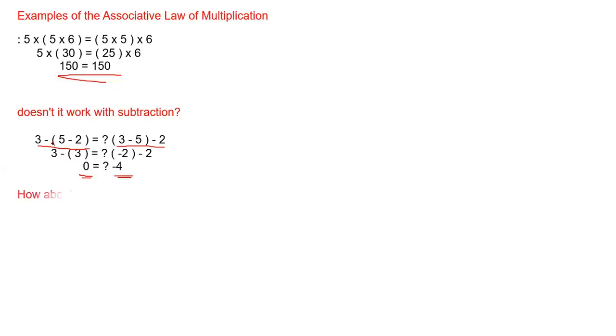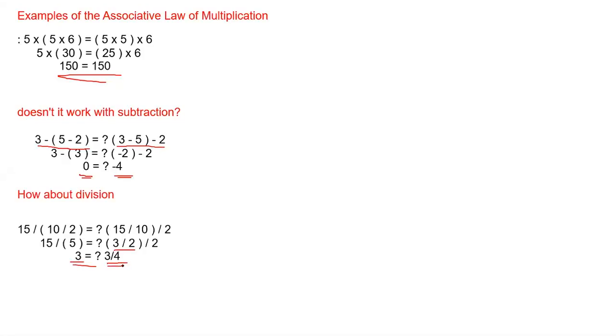So let us now try to look at other things again. Now, how about division? Does division obey the associative law? Let us try to check. So you can start with what is in the brackets there. 10 divided by 2, you get 5. 15 divided by 5, you get 3 this side. This side, when you start with what is in the brackets, 15 divided by 10, you get 3 over 2. Then when you divide it by 2, you get 3 over 4. The answers are not the same, meaning division does not also obey the associative law.